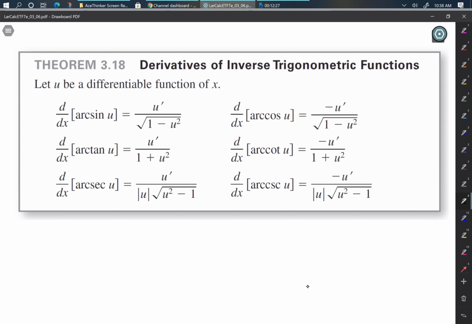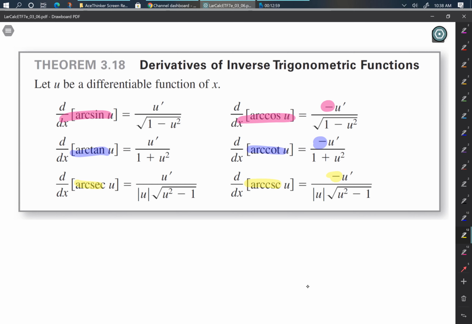Right? And this looks like it's a lot, but if you look at it for a moment, what you'll notice is that these two are pretty much the same, aren't they? What's the only difference between the derivative of the arcsine and the derivative of the arccosine? A negative in the numerator? What about arctangent and arccotangent? Same. Negative in the numerator? What about arcsecant and arccosecant? Same. The only difference is a negative in the numerator.